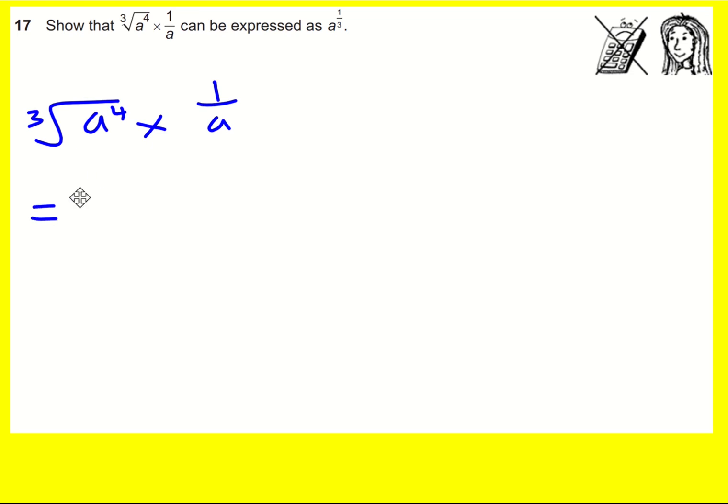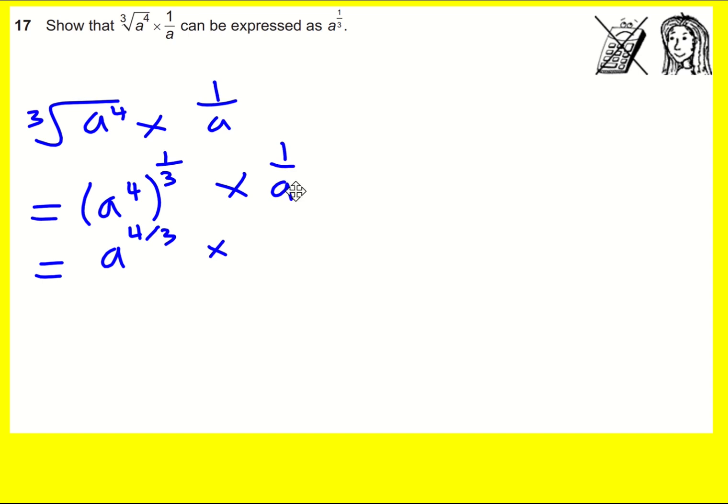Okay, I'm going to say that it's a to the 4, and then I'm raising it to the power of a third. They are the same thing. To take the cube root and raise to the power of a third is the same thing. So that's going to mean I get a to the 4 over 3.